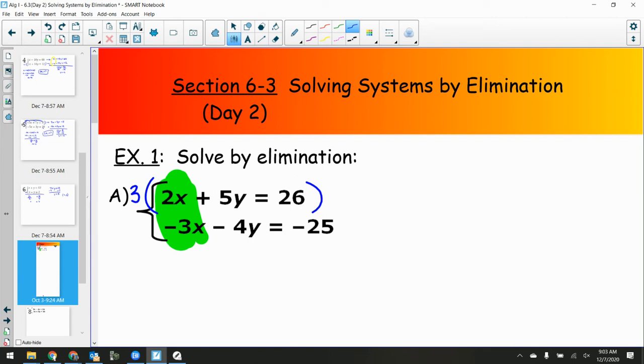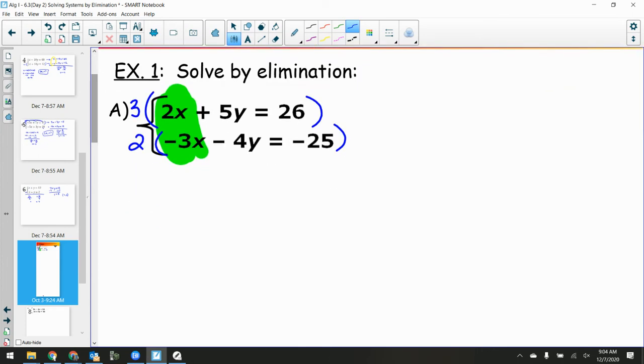Well, actually, this is going to work out really nicely because the top one's going to be a +6. The bottom one is already negative. So how do I make it look like -6? Multiply by 2. And I've got to multiply the entire equation. So let's do that. The top equation becomes, let's multiply by 3.